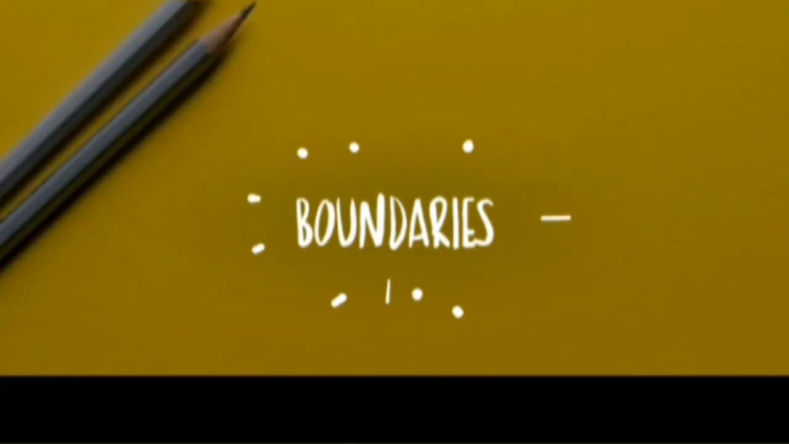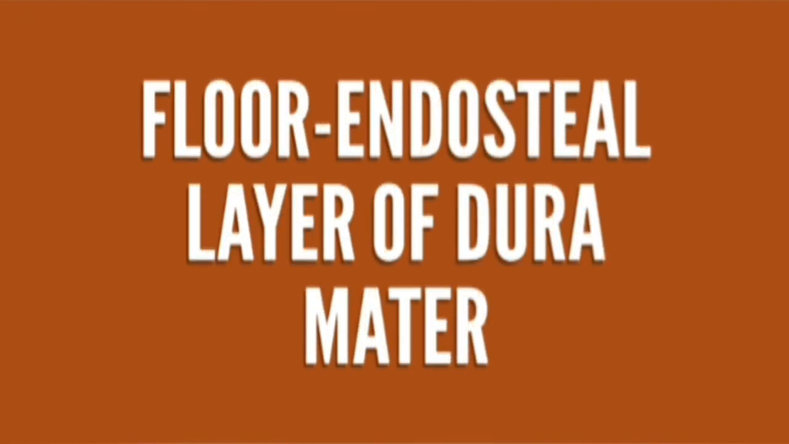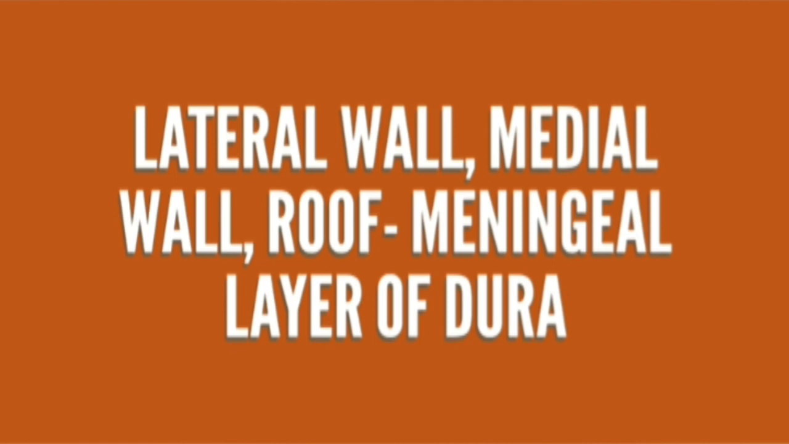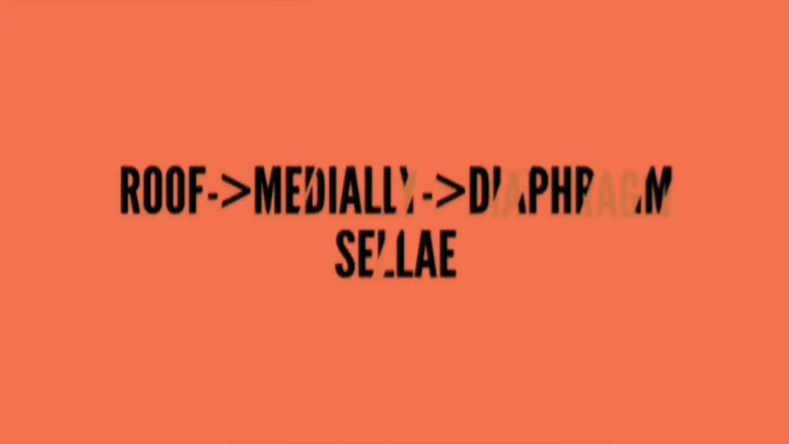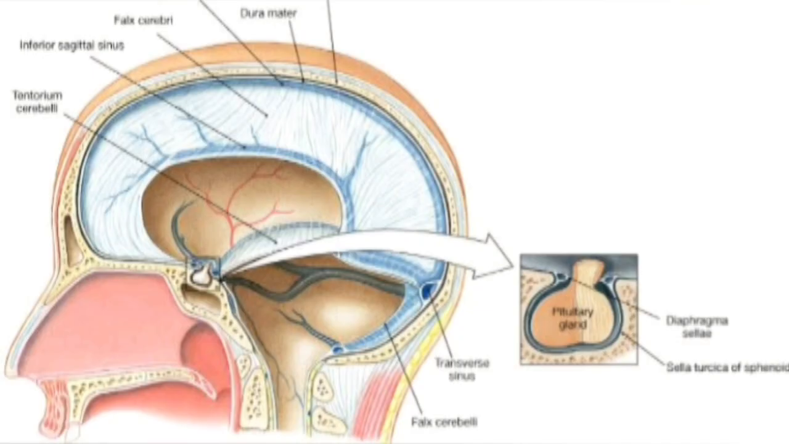Coming to the boundaries of the sinus, the floor of the sinus is formed by the endosteal layer of dura mater. The lateral wall, the medial wall, and the roof are made by the meningeal layer of dura mater. Medially, the roof is continuous with the diaphragma sellae. You would know that the diaphragma sellae is a piece of dura mater with a circular hole allowing the passage of the stalk of the pituitary gland.